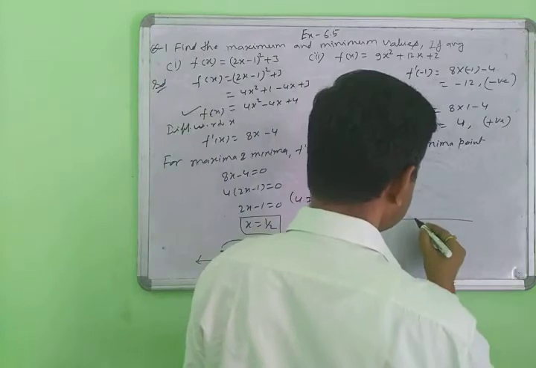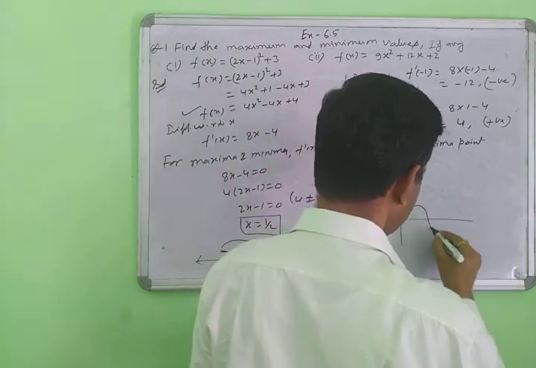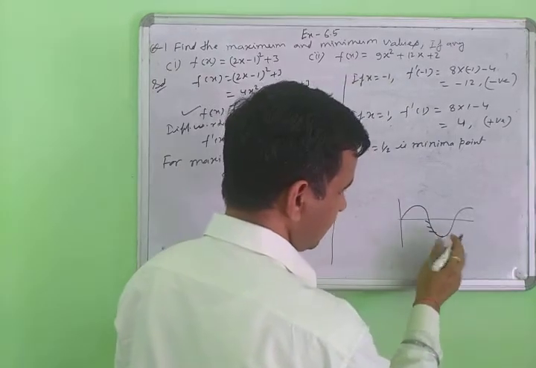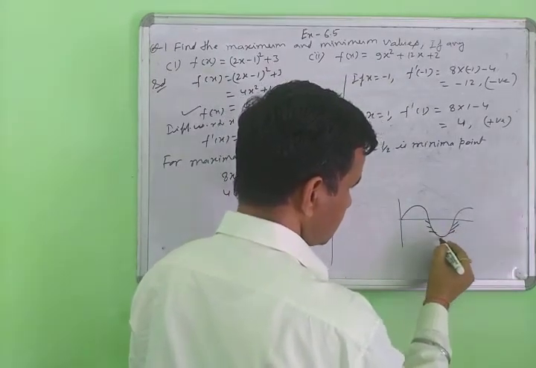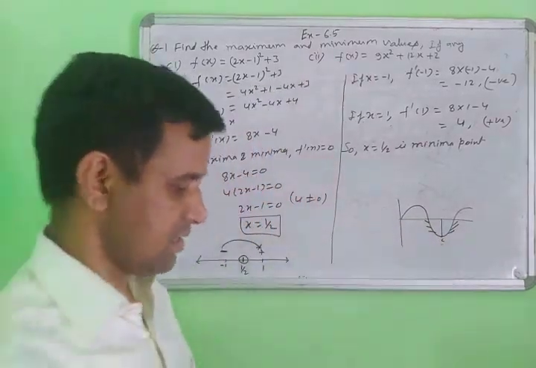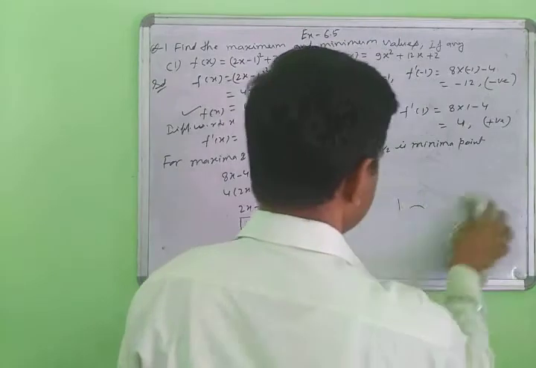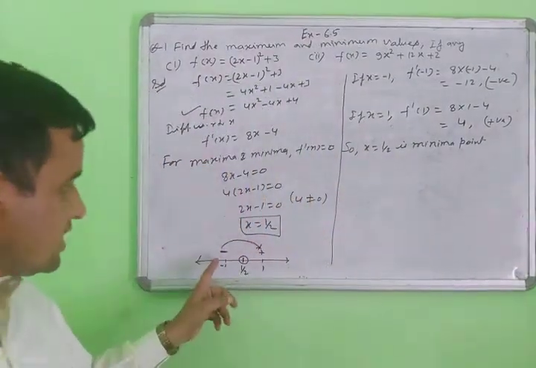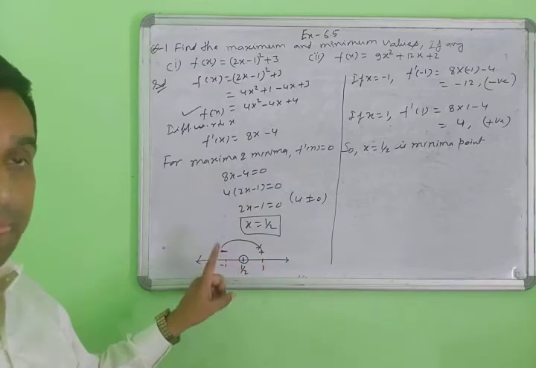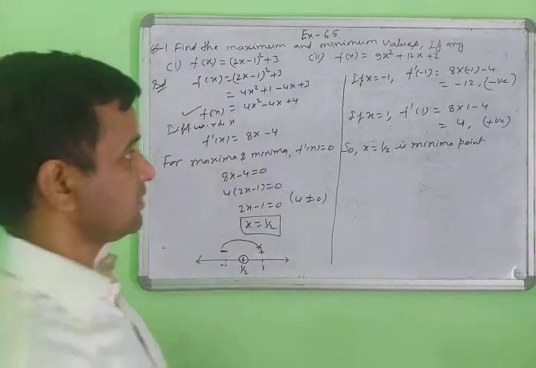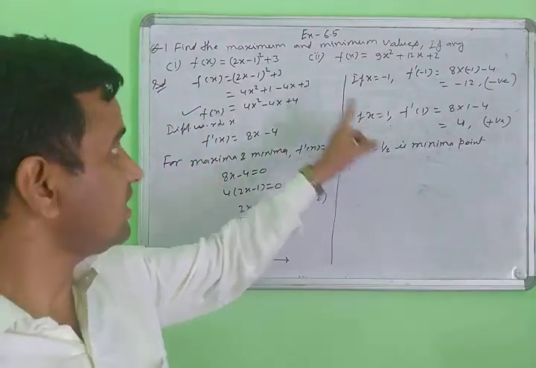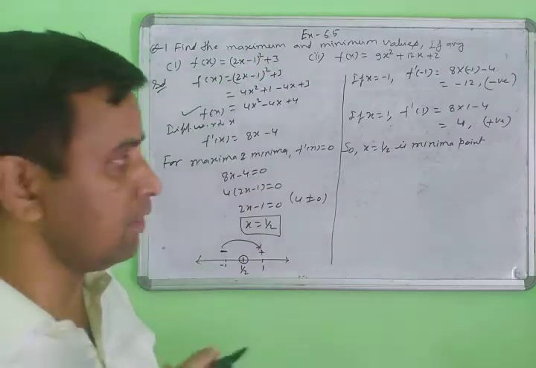Now look here at the graph. The left hand side sign is negative and the right side sign is positive, which means this point is the minimum point. Understand this and keep these things in mind. When the sign converts from negative to positive, then this point will be the minimum point. So the function will be attaining the minimum value.